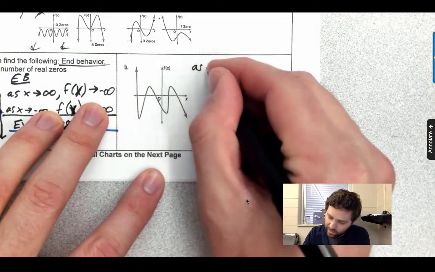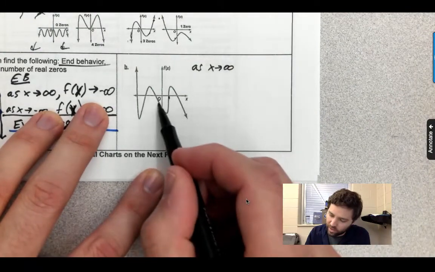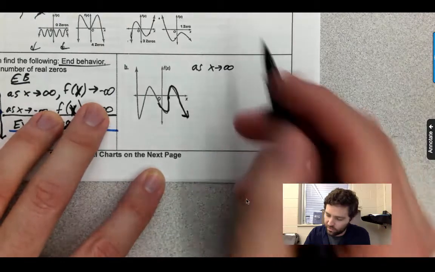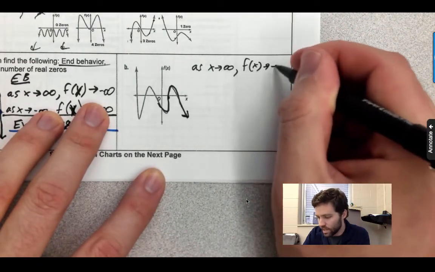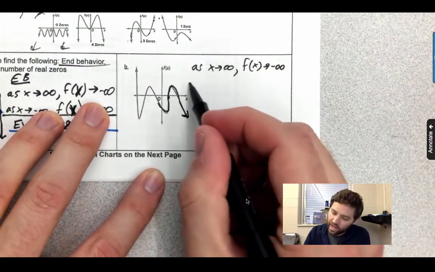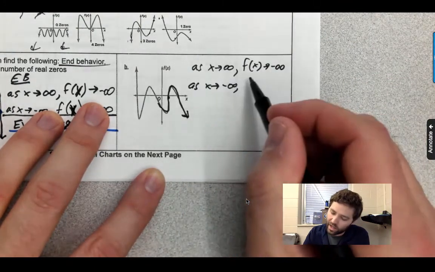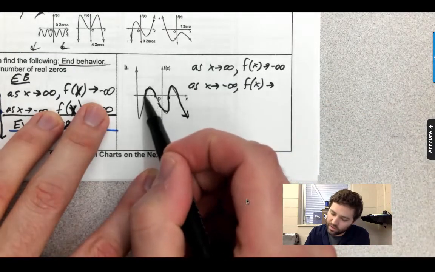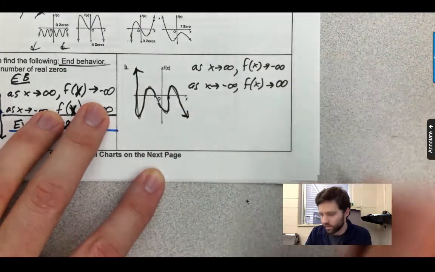As x goes to the right, as we go to positive infinity and we follow the graph to the right, it's going down. The y values are going to negative infinity, so f of x approaches negative infinity. As x goes to the left, let's go to the left and see what happens. It's going up, so f of x approaches positive infinity.